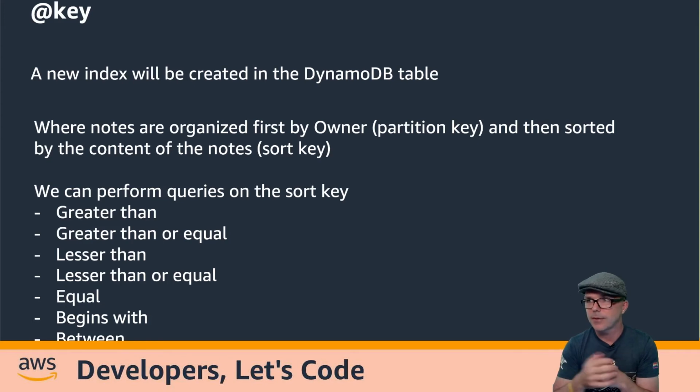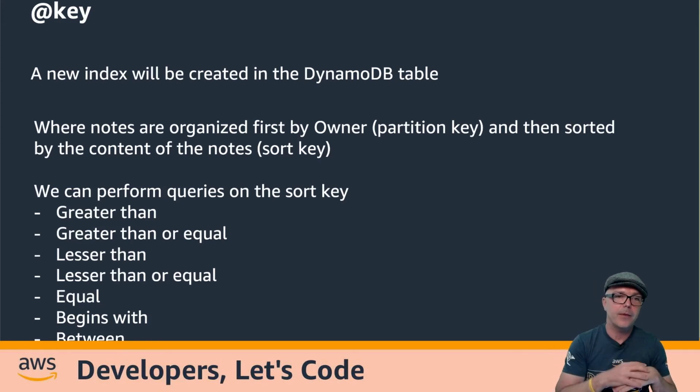So it was, what was it? Test, dev, let's code, as an example. The content of those will be the sort key. And so what you can do as part of that is run queries using equals, begins with, or greater than or equal to. That's a really nice way of quickly doing quite a complex search over your data using Amplify and DynamoDB. So that @key transformer is very, very powerful.